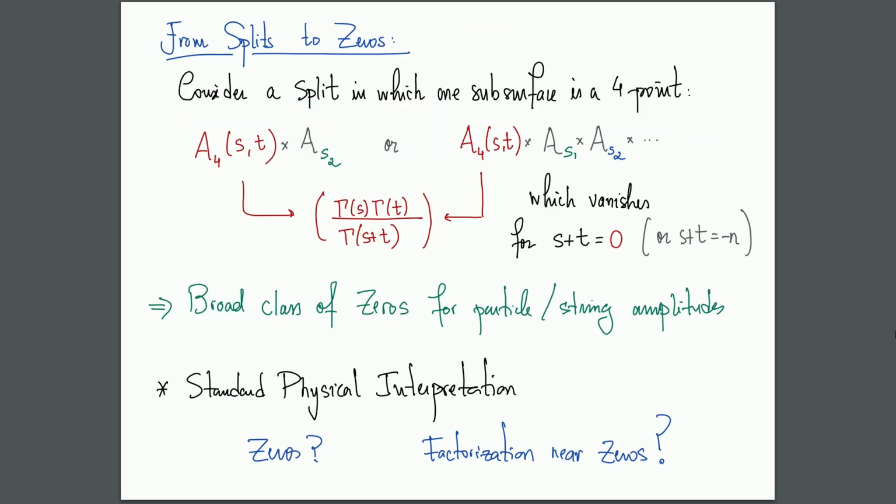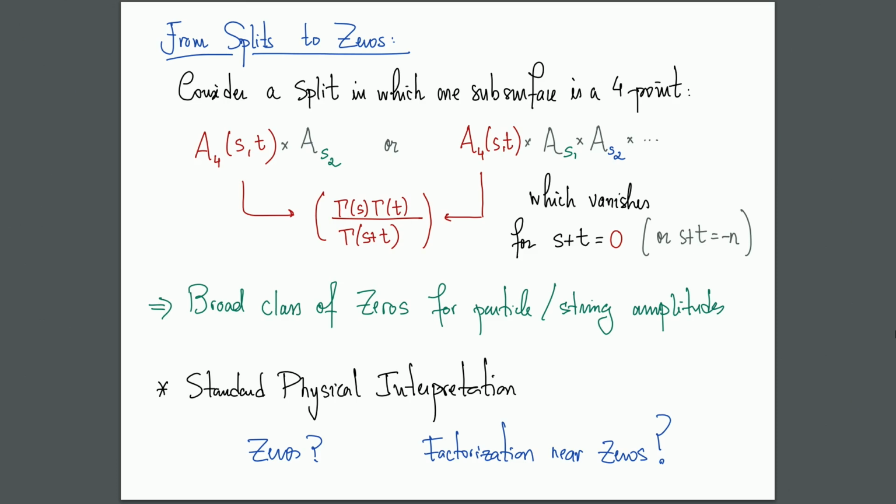And so, from splits to zeros, all that I need to do is consider a particular split pattern in which one of the subsurfaces is a 4-point factor. Because for this 4-point factor I can write the closed form, and I know that the 4-point part will vanish each time that s plus t is equal to 0, or more generically, any negative integer. Following this procedure, we can derive a very broad class of zeros that are there for both particle and string amplitudes.